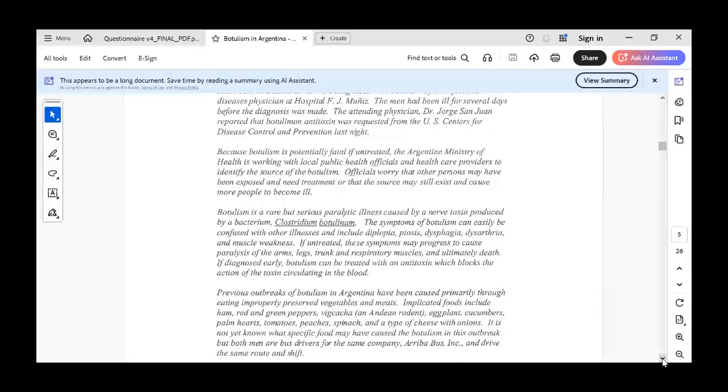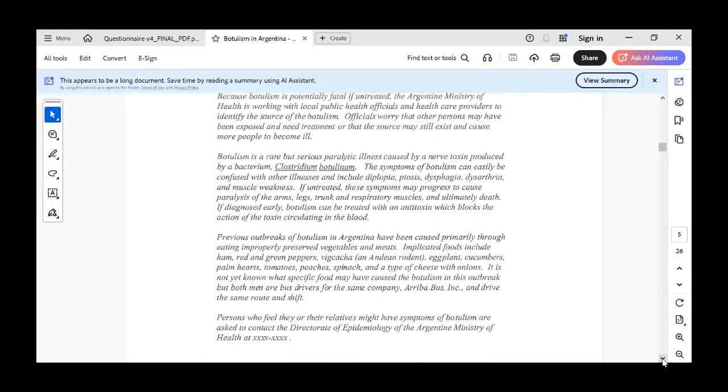Previous outbreaks of botulism in Argentina have been caused primarily through eating improperly preserved vegetables and meats. Implicated foods include ham, red and green peppers, bicasha, an Andean rodent, eggplant, cucumbers, palm hearts, tomatoes, peaches, spinach, and a type of cheese with onions. It is not yet known what specific food may have caused the botulism in this outbreak, but both men are bus drivers for the same company, Ariba Bus Inc., and drive the same route and shift.